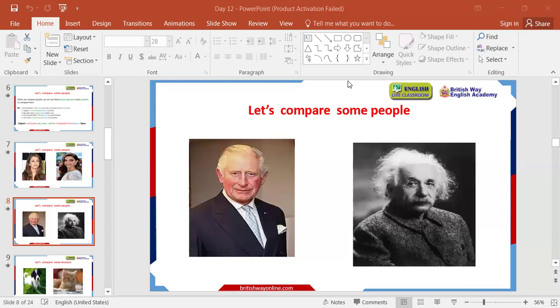Yeah, tell more about their appearance and all. Amazing. Prince Charles is more popular among British people. Einstein is very popular too.